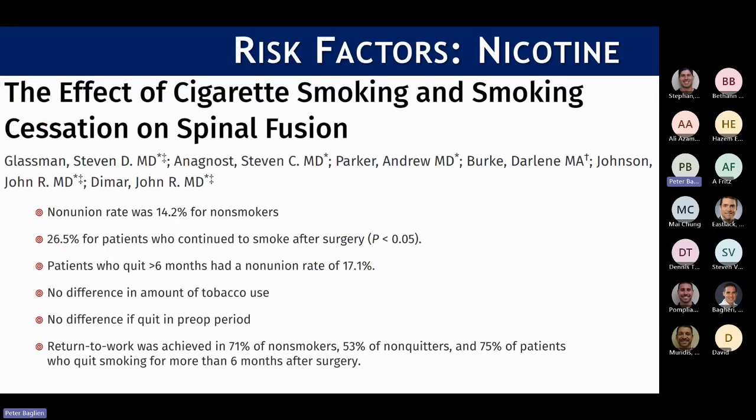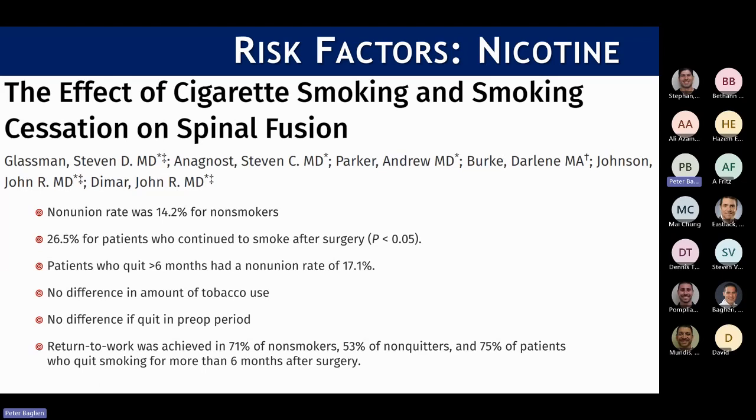So this paper was published in 2000 by Glassman et al. It looked at 357 patients with smokers and non-smokers. They found that the overall non-union rate was 14.2% for non-smokers, and pretty significantly increased to 26.5% for patients who continued to smoke after surgery.